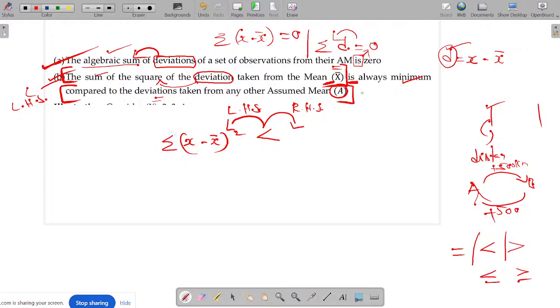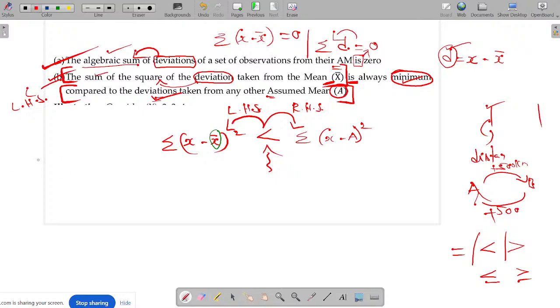If you do it this way, then this happens to be what? Minimum, which means you have to compare with the right hand side. What is there on the right hand side? The deviations taken from any other assumed mean. Instead of taking the deviation from x bar, if you take some other value a, then you will get summation x minus a the whole square. This will be minimum, which means you have to have this symbol.